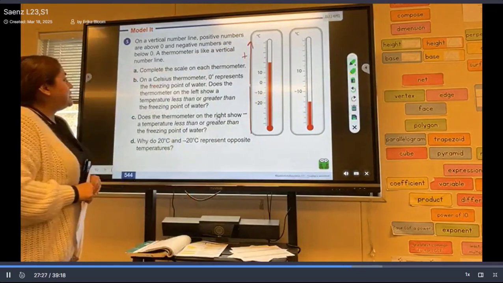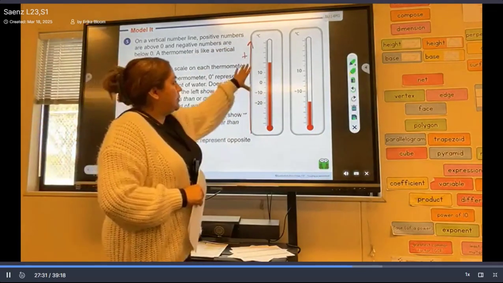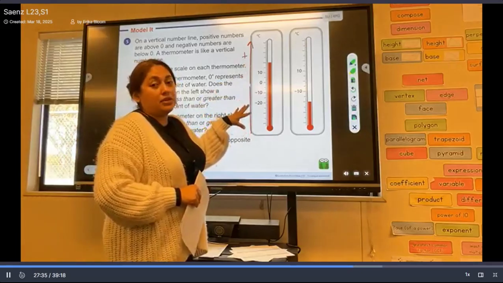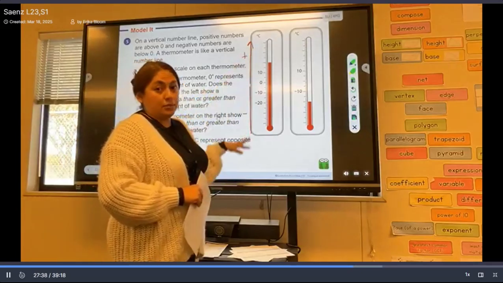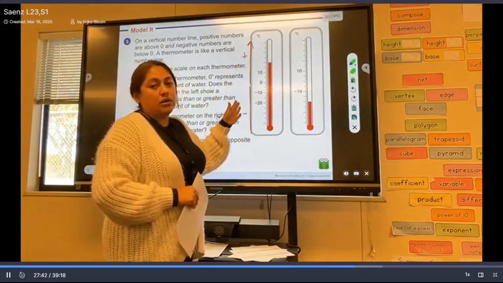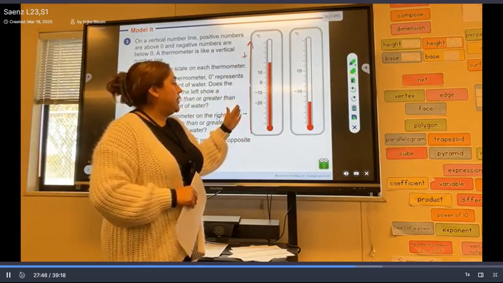Here, it says complete the scale on each thermometer. If you can notice, there are some numbers missing on this thermometer, right? So I want you to take a minute or two and fill out the numbers. Now I want you to realize that this number line is going by tens. So you're going to label everything by tens.